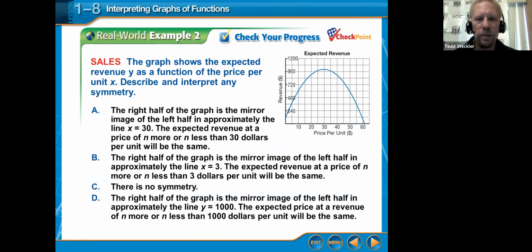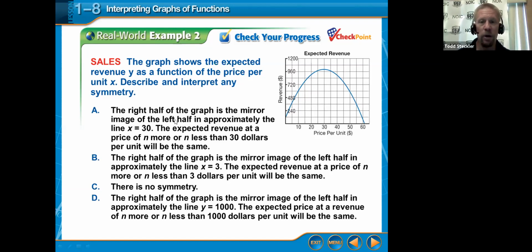Another graph. This graph shows the expected revenue as a function of the price per unit. So this is similar to an example we had a couple slides before. Describe and interpret any symmetry. So again, it looks like we do have symmetry. It looks like there's symmetry at x equals 30, which is a price per unit. So now letter C is out because we do have symmetry. And it looks like the other answer choices A, B, and D all talk about the right half being a mirror image of the left half.